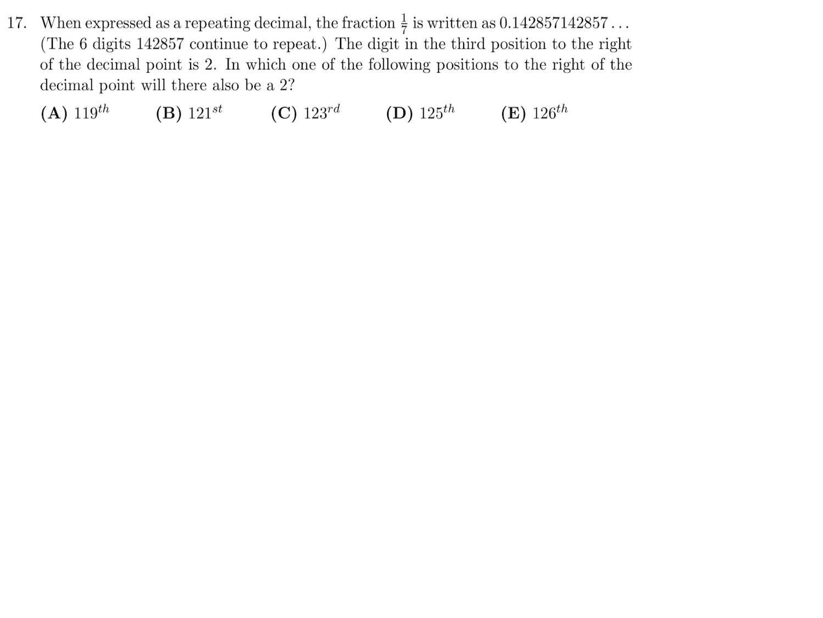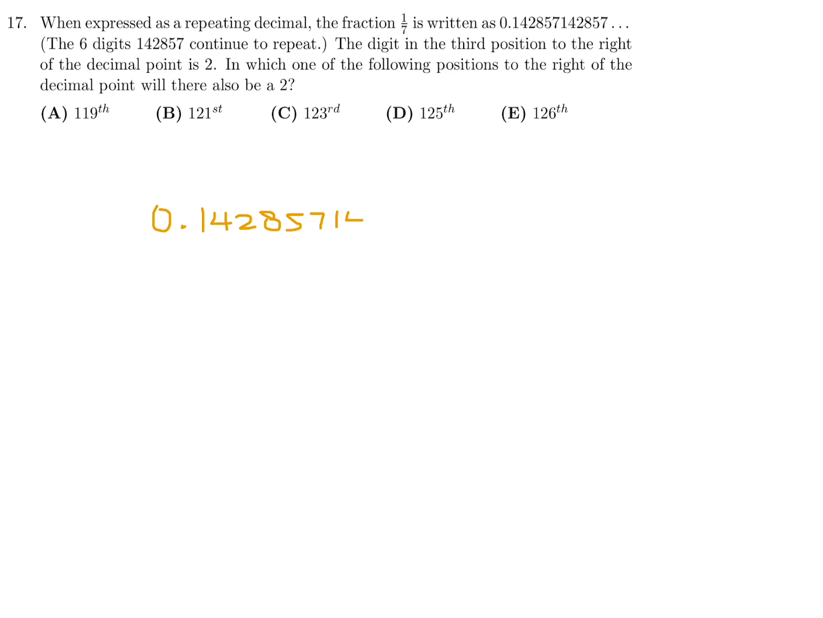When expressed as a repeating decimal, the fraction 1 over 7 is written as 0.142857, 142857, and so on. The digits 142857 continue to repeat. The digit in the third position to the right of the decimal point is 2. In which of the following positions to the right of the decimal point will there also be a 2? So I'll just write it a few times.